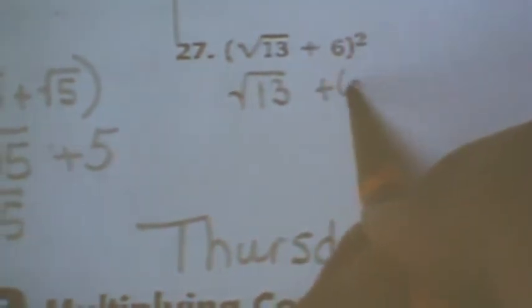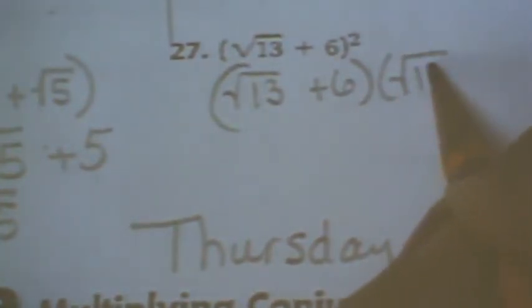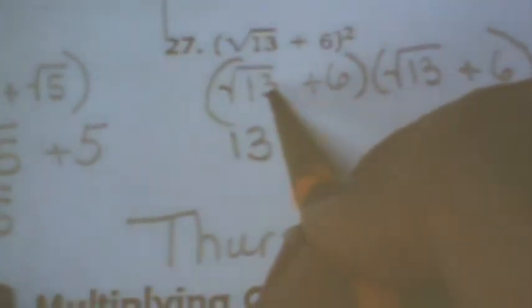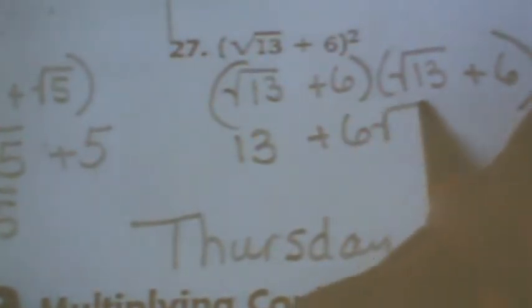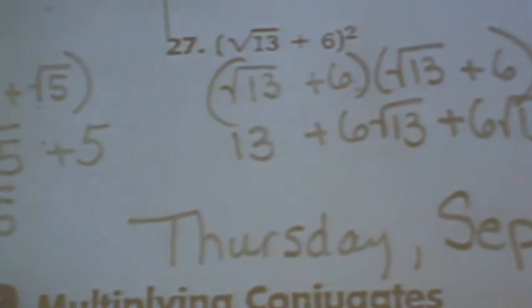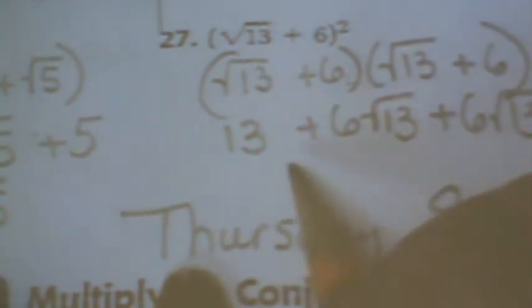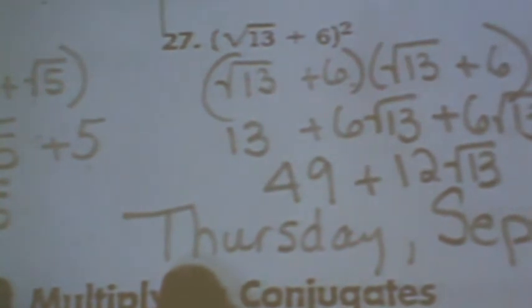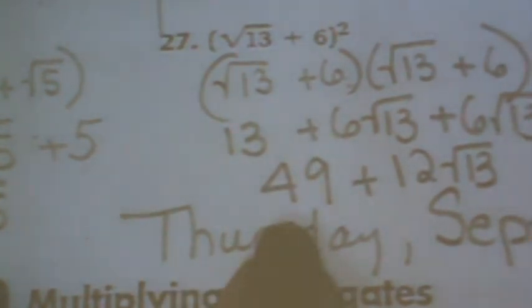This is gonna be root 13 plus 6 times root 13 plus 6. So we're gonna FOIL. Root 13 times root 13 is just 13. Root 13 times 6 is 6 root 13, and then another one. And what's 6 times 6? 36. Okay, what can you add together? 36 and 13 is 49, plus 12 root 13. Get your answer. 49 plus 12 root 13.